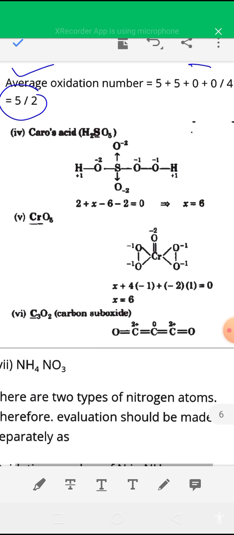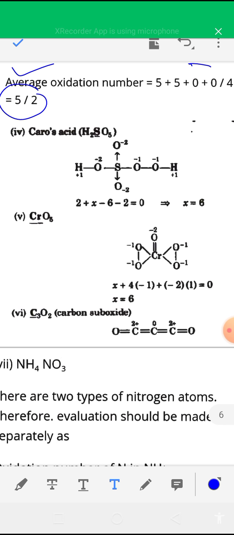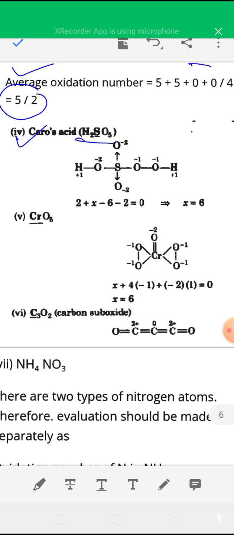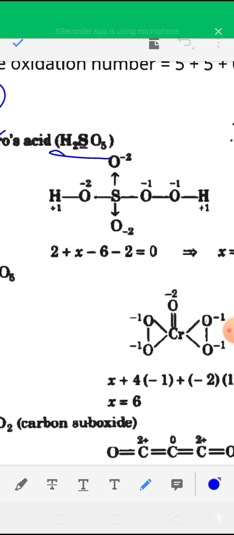Now see the oxidation number of sulfur in Caro's acid. Caro's acid means H2SO5. H2SO5 is known as Caro's acid. So first you have to see the structure of Caro's acid. The structure is given here. In this compound, you have to calculate the oxidation number. Here a peroxide bond is present, so for each peroxide oxygen, as I have told, the oxidation number is -1.